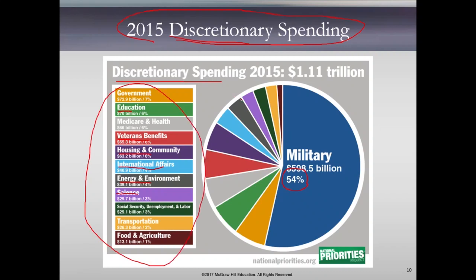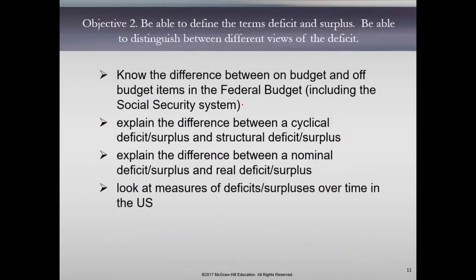Okay. All right. So what I'm going to do is actually take a break. I'm going to cover this chapter in 3 different videos, so we'll cover it one objective at a time. I'm going to let it go there for now, and I'll come back soon and talk about objective number 2, and we'll talk about how we define a deficit and a surplus.